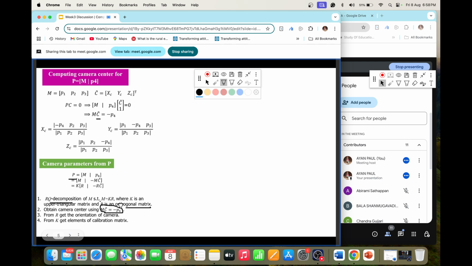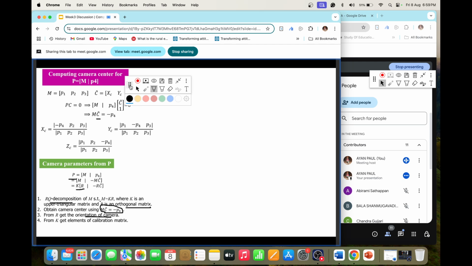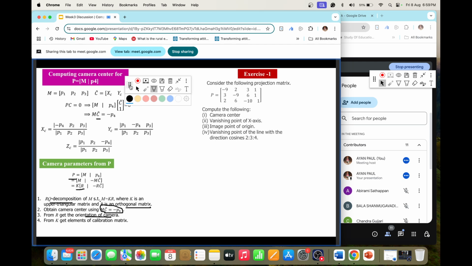the camera center. Now from R we get the orientation of the camera. I have already told you, from R we get the orientation of the camera. From K we get the calibration matrix. Okay, now let's solve some questions so it will be more clear to you. So this is the exercise 1.